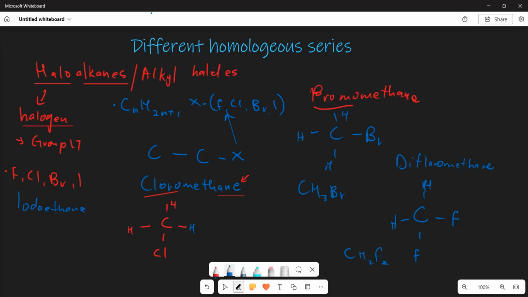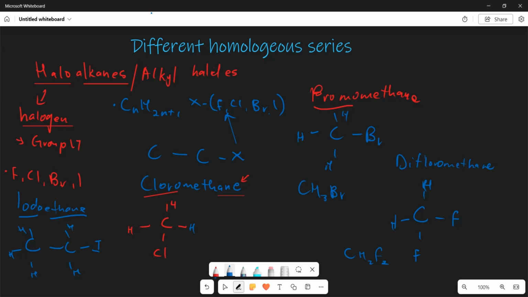Now, we are going to have the iodine and ethane. Eth means two. This is going to be the two carbons bonded, and then your hydrogens, hydrogen here, hydrogen there, and this is going to be your iodine, right? Now, this is your iodoethane.